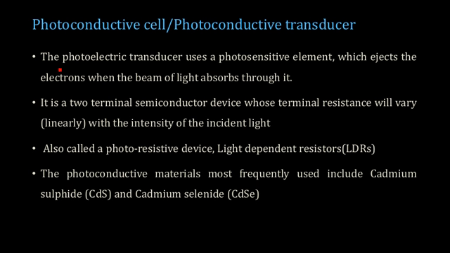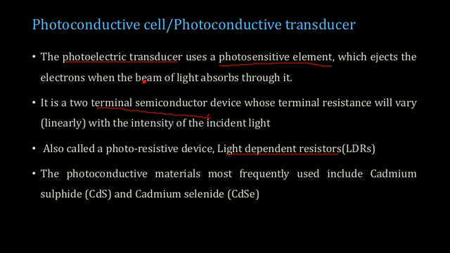A photoconductive cell or a photoelectric transducer has a photosensitive element which is able to eject electrons when light falls on it. It is basically a two-terminal semiconductor whose resistance varies according to the intensity of the incident light. These are also known as light dependent resistors, and are also called photoelectric transducers.